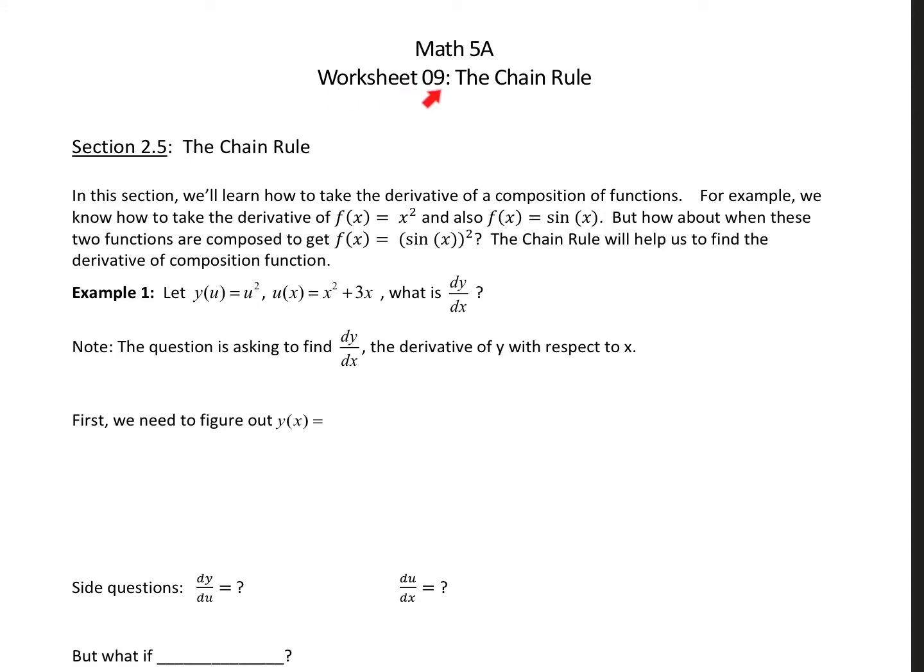All right, welcome to worksheet number 9, chain rule. This corresponds to textbook section number 2.5. In this section, we'll talk about how to take the derivative of composition of functions.